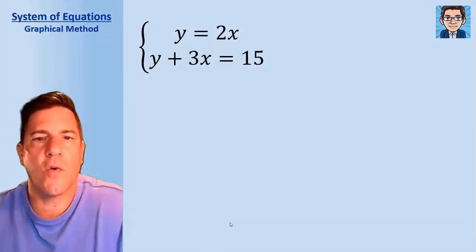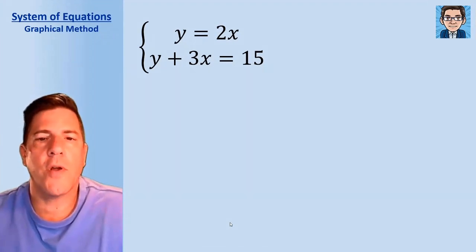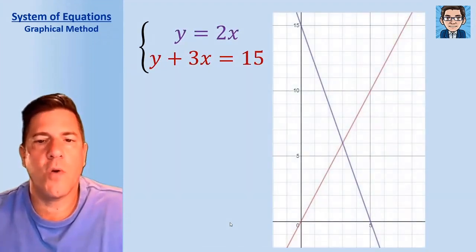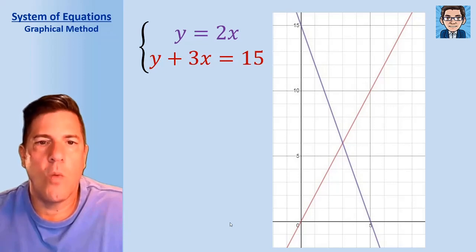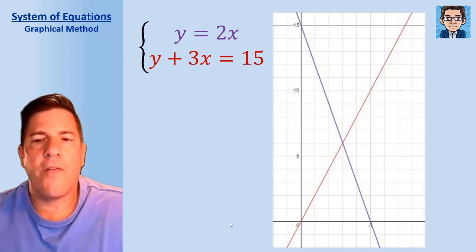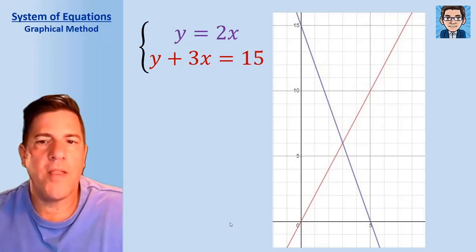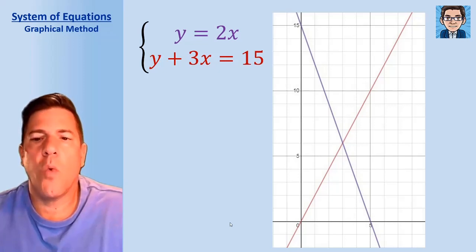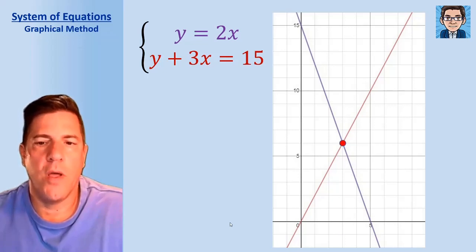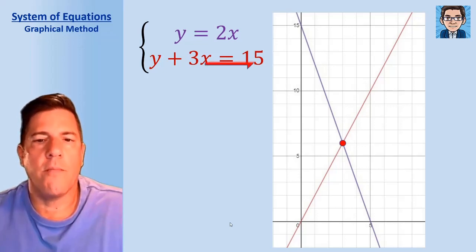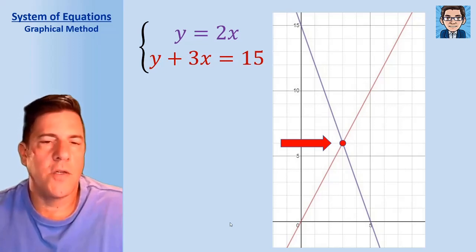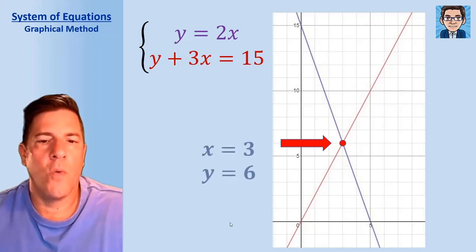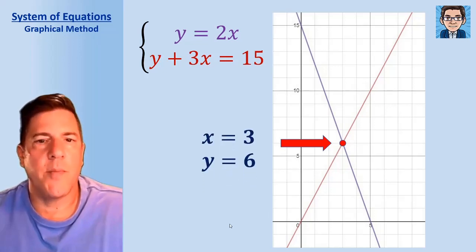So let's take a look first at the graphical solution of a system of equations. If we were to graph these two lines, we've got the first one graphed in purple and the second one graphed in red. Every point that's on that purple line will make that first equation true, and every point that's on that second line will make the second equation true. But there's only one point that's going to make both those equations true, and that's that point right there that's on both lines. That point is the solution to our system of equations, where they intersect. So this particular solution would be x equals 3 and y equals 6, and that's going to make both of those equations true.